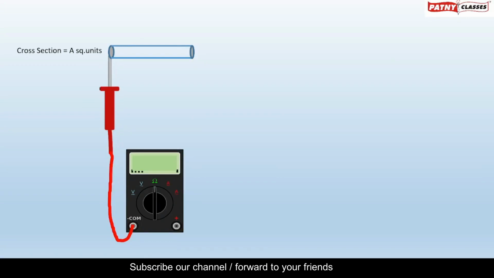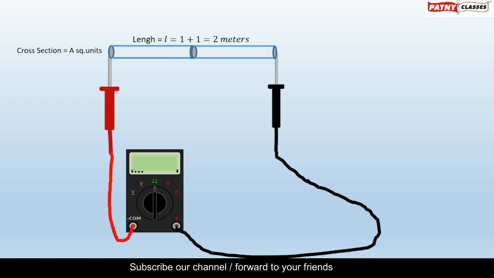Now let us increase the length of the conductor. Let us assume we double the length of the conductor. So the new length of the conductor becomes 1 plus 1 equals 2 meters. Now connect the other end of the ohm meter to the end of the new conductor. Now the resistance measured by the ohm meter equals 50 ohms. Here the length of the conductor has increased, and the value of resistance also increased. The value of the resistance is shown in the ohm meter.